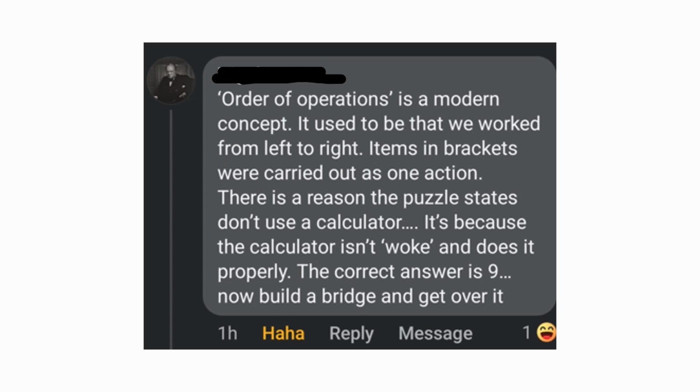And then he goes on, makes another false statement. "There is a reason the puzzle states don't use a calculator. It's because the calculator isn't woke and does it properly. The correct answer is 9. Now build a bridge and get over it."